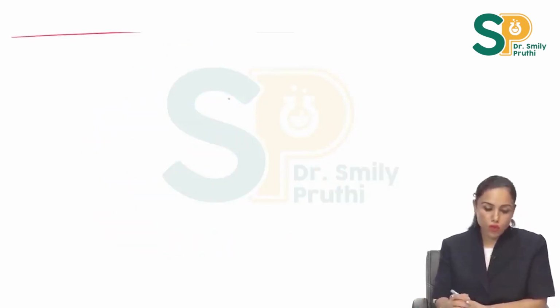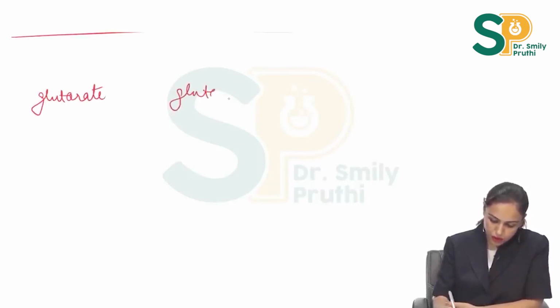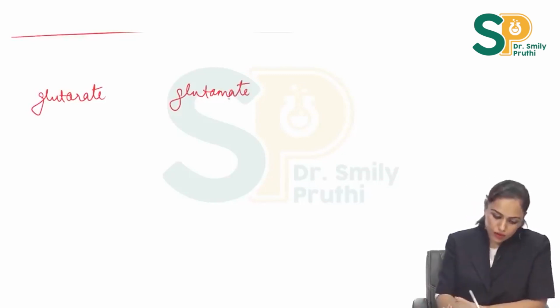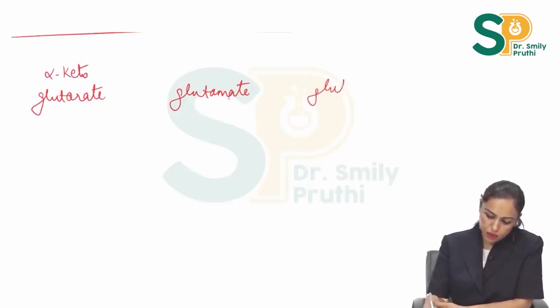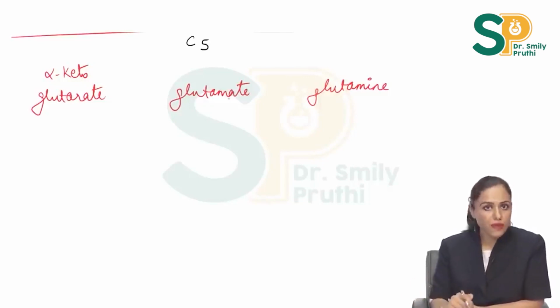Now let's see a few compounds. For example, glutarate. Tell me what is the difference between glutarate and glutamate. Glutarate, we do know, alpha ketoglutarate is an intermediate of the TCA cycle. Glutamate is an amino acid. There is one more, glutamine. So the names are matching here, so you have to be very clear about the difference between them. The similarity is that all these three compounds have 5 carbons.